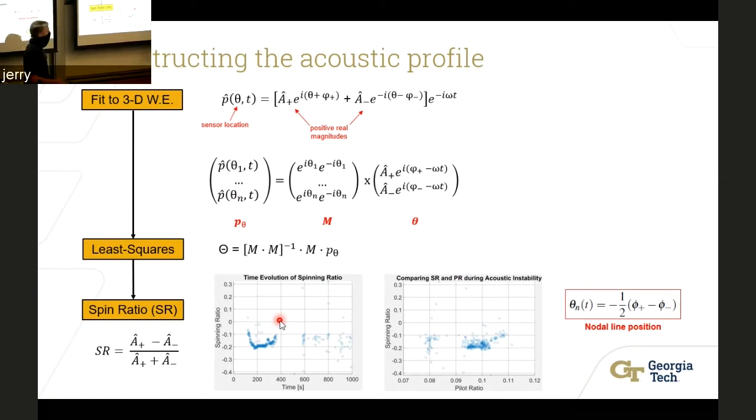From this program, we start spitting out pretty useful plots. One of the motivating questions was, how do our modes develop over time? A, what is the mode shape? But B, how do these modes develop over time? So we can look at the time evolution of the spin ratio and of other parameters, but primarily spin ratio. Then we can plot spin ratio versus pilot ratio, trying to establish a relationship between how we're throttling the combustor and the resulting modes that we get.